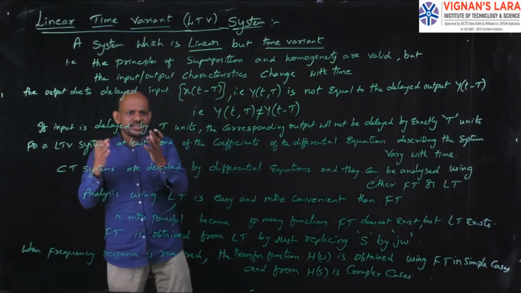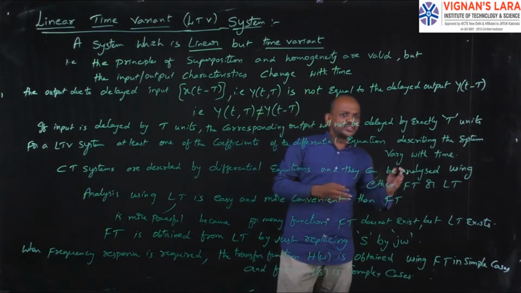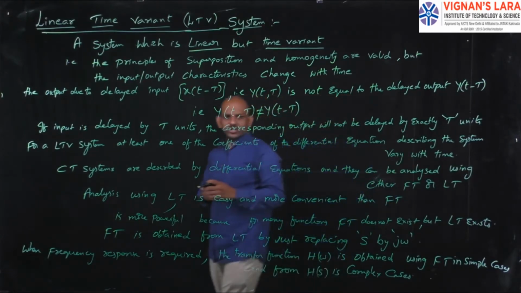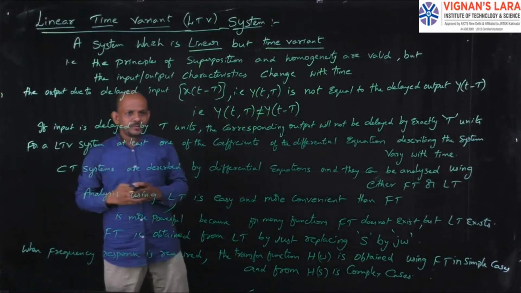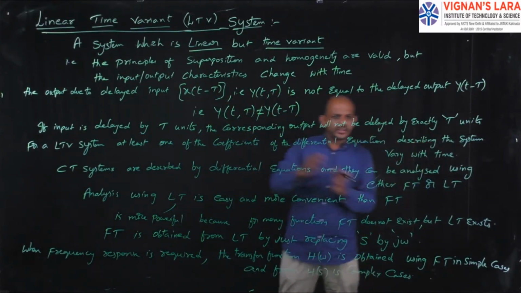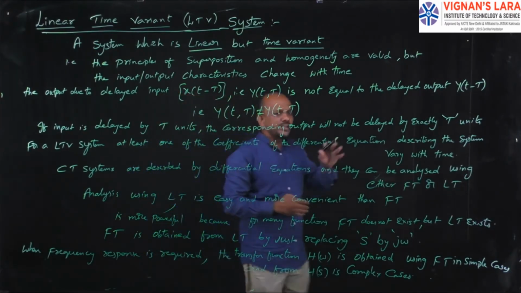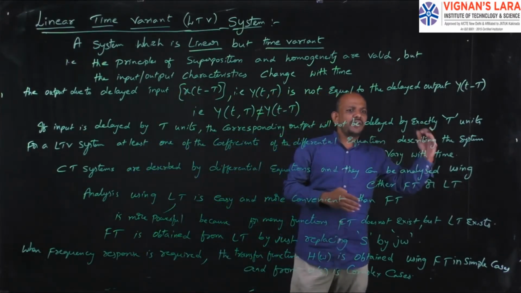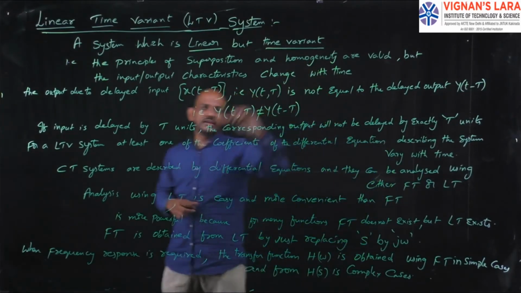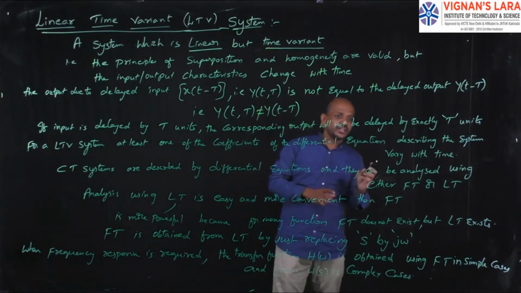If there is a delay of t seconds at the input, then at the output the delay is not t seconds, it may be anything other than t. So the delay at the input is not the same as the delay at the output. If the input is delayed by t seconds, then the output will not be delayed by t seconds. It is a value other than t. Then I can say that the system is time variant, that is, the input output characteristics change with time.